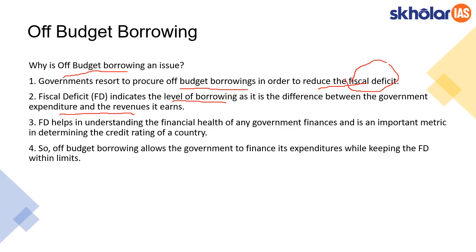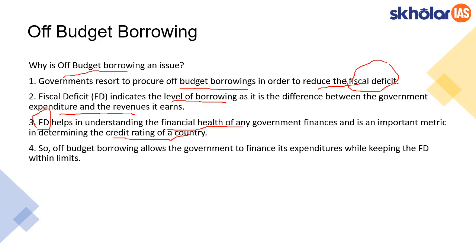Why is this particular indicator used? It helps to understand the financial health of the government, whether the government is getting enough revenue to spend on the necessities. It is also used in determining the credit rating of a country. You would have seen A plus, BBB plus, BBB negative. These are different ratings given by different rating agencies, and for them this FD is important. Because of these two reasons, credit rating and financial health, the FD should be maintained within a limit.